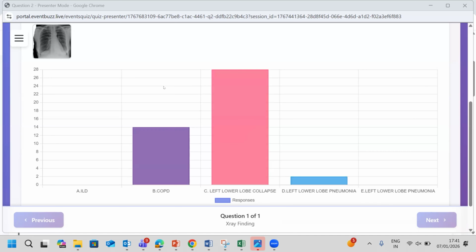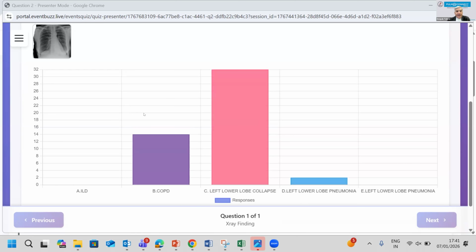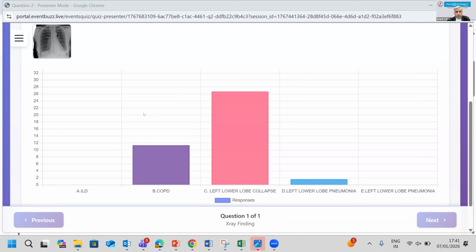Deepak, down here it is coming as D is also left lower lobe pneumonia and E also is coming as left lower lobe pneumonia. They put the wrong option. E should be I don't know. Please read it as I don't know, and please accept it. Kanishk always gives an award to people who genuinely say that I don't know.